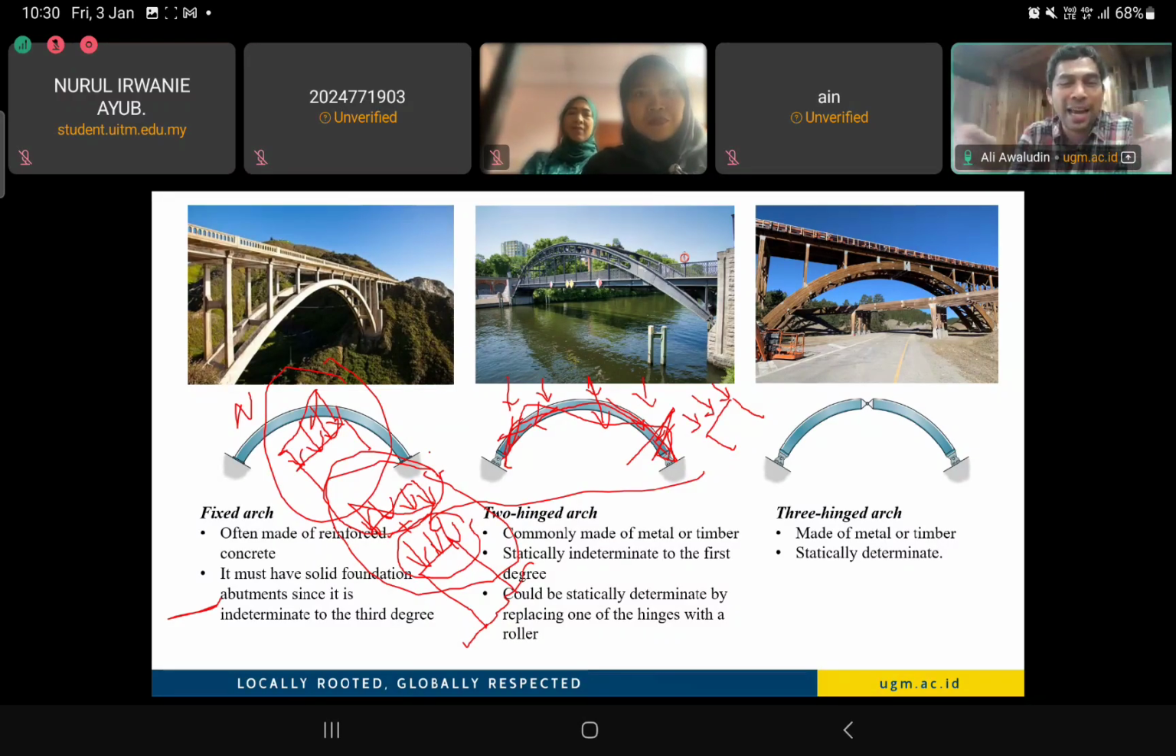So even this arch structure has the bending moment, which is normally a combination of tension and compression in the upper side or maybe the lower side. But when we combine with the normal forces, we can guarantee that all cross-sections of the arch system will be in compression. Then maybe we need to verify.